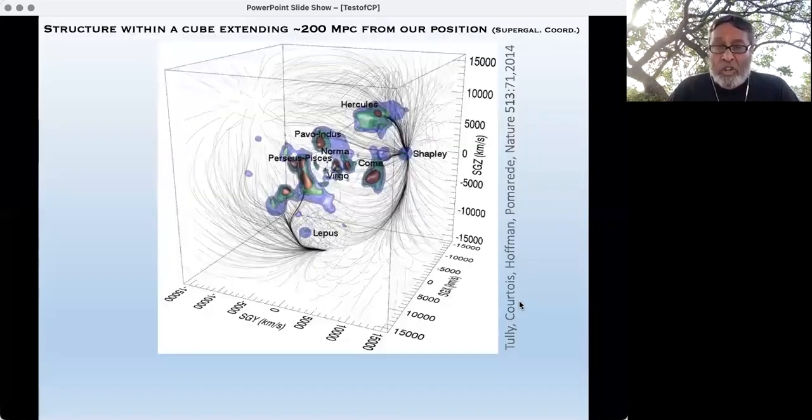And we also have mapped out our local structure rather well. So here is a picture from Brent Tully and his collaborators who have done this for many decades. And what they're showing is our local region, about 200 megaparsecs. This is in velocity units. That is the natural unit of measurement in cosmology. But it corresponds to about a box, a few hundred megaparsecs on the side. And we are at the center, we are falling towards Virgo, but we are moving towards the Shapley supercluster. And speculation was that it is Shapley that is responsible for pulling us.